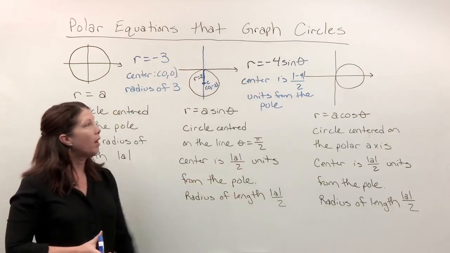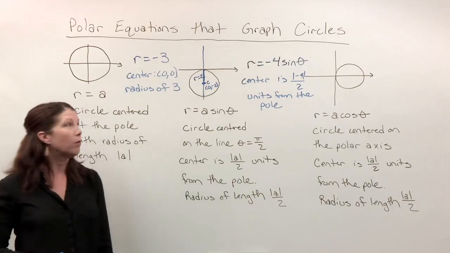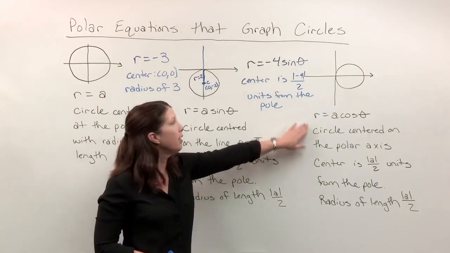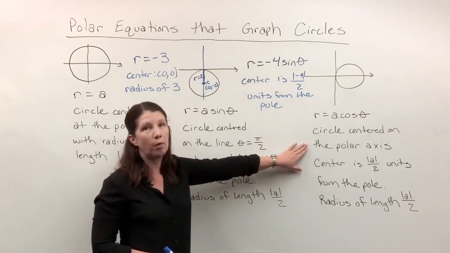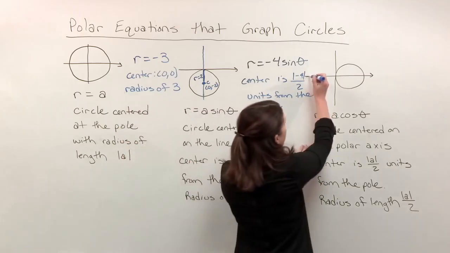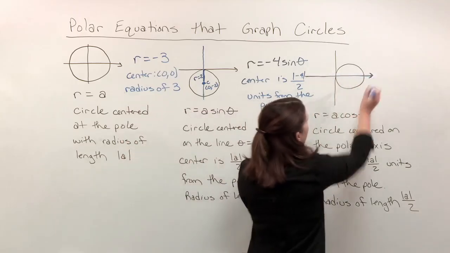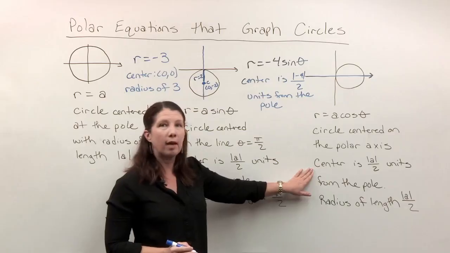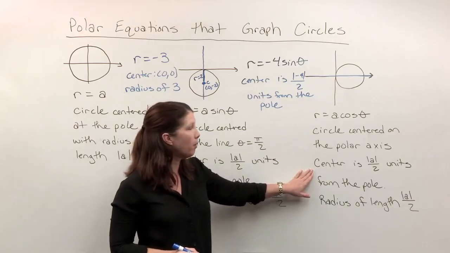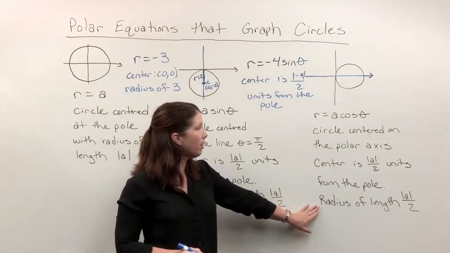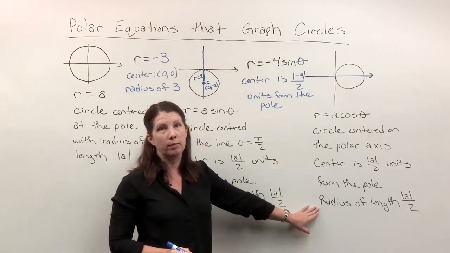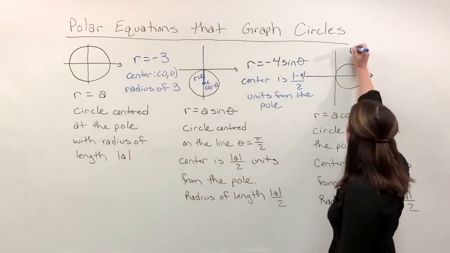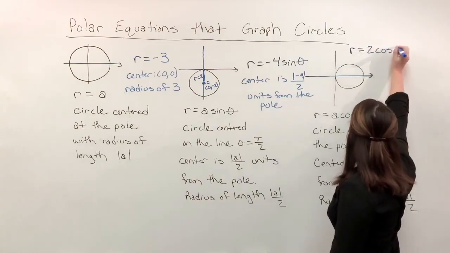The third form of a circle that we're going to examine would be an equation in the form r equals a cosine theta. In this case, the circle will be centered on the polar axis, which recall that means the x-axis when we're talking about a rectangular plane. And again, the center will be the absolute value of a over 2 units from the pole, and the radius will have a length of the absolute value of a over 2. So an equation for this circle might be something like r equals 2 cosine theta.